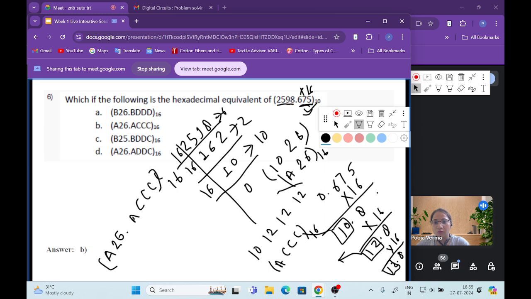So what is the correct answer? The correct answer is B. So now you have understood how you can solve this type of question, decimal to hexadecimal conversion. I hope all of you have got this question. So moving to the next question.